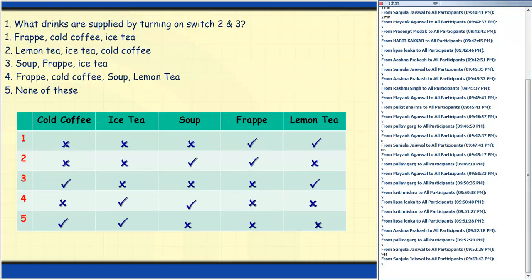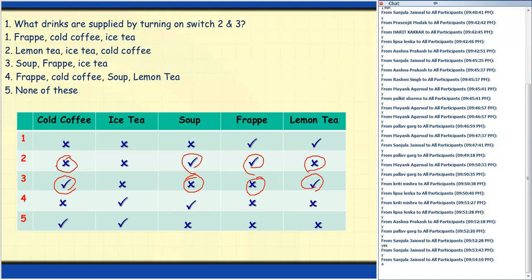What drinks are supplied by turning on switch 2 and 3? 2 और 3 को on करने से, just focus on 2 and 3. We can get cold coffee. We can get by pressing 2 and 3 soup. We can get frappe also as well as lemon tea. Except iced tea, we will get everything. So answer is option number 4 for this question. Okay, option number 4. All right. Now let's move to question number 2.